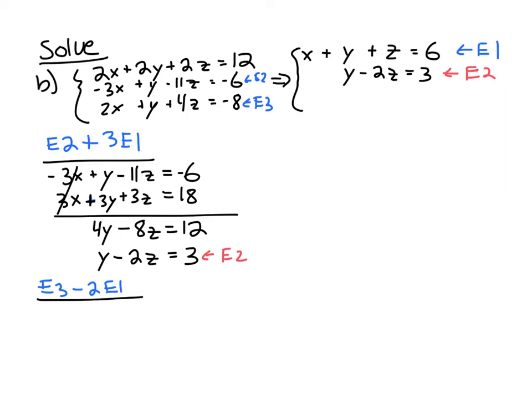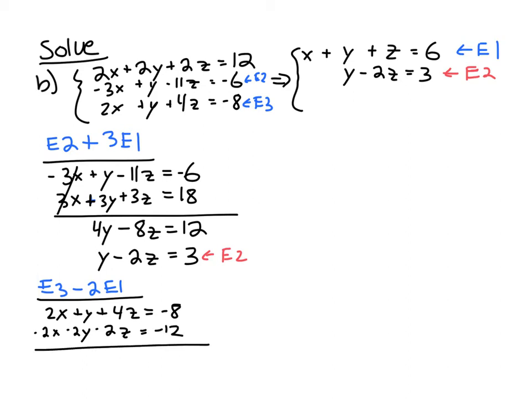Okay, so here's E3, 2x plus y plus 4z equals -8. Okay, now I need to do -2 times each of these terms. So -2x, -2y, -2z, -12. Okay, these cancel, and that's what we wanted to see happen. For y, we'll have -y, and plus 4 minus 2 is plus 2z, and minus 20.